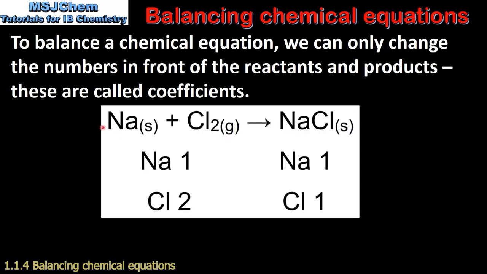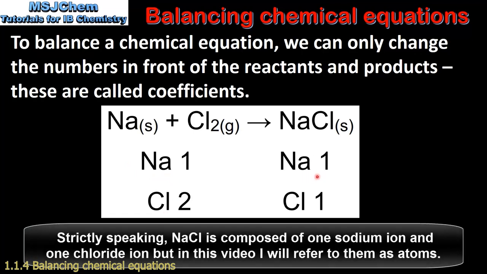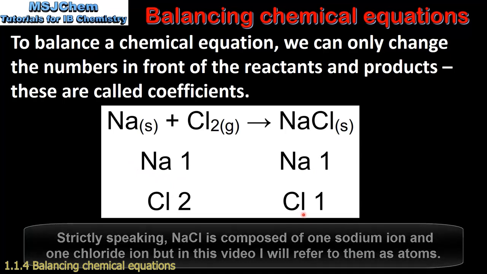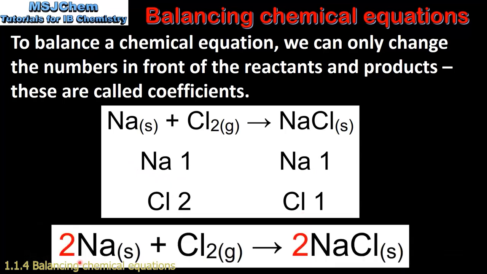So next we look at an example. In this unbalanced equation, we have the reaction of sodium with chlorine to produce sodium chloride. The first step to balance this equation is to count the number of atoms in both the reactants and the products. In the reactants, we have one sodium atom and two chlorine atoms. In the products, we have one sodium atom and one chlorine atom. To balance this equation, we put a 2 in front of the sodium and a 2 in front of the sodium chloride. So we now have the same number of atoms in the reactants and the products.